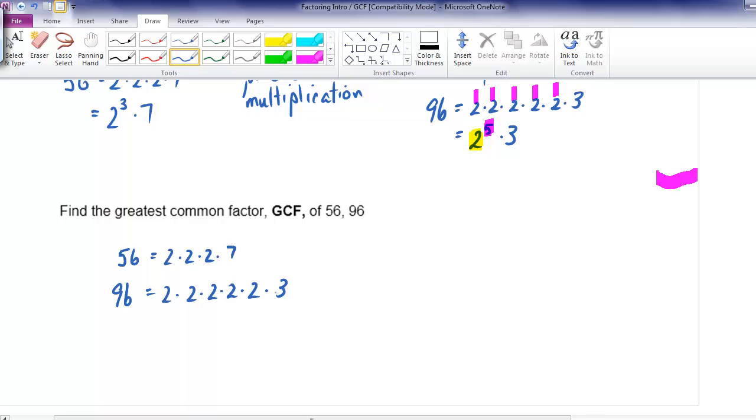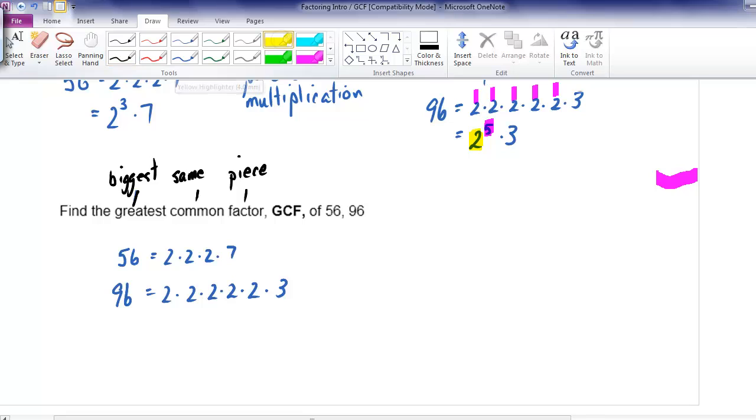And if we wanted to know what the greatest common factor is, let's have a look at what that means. Greatest just means biggest. Common means the same. And factor means piece. So in finding the greatest common factor of 56 and 96 in this example, what we want to find is what's the biggest piece that goes into both of them, and it has to be the same.